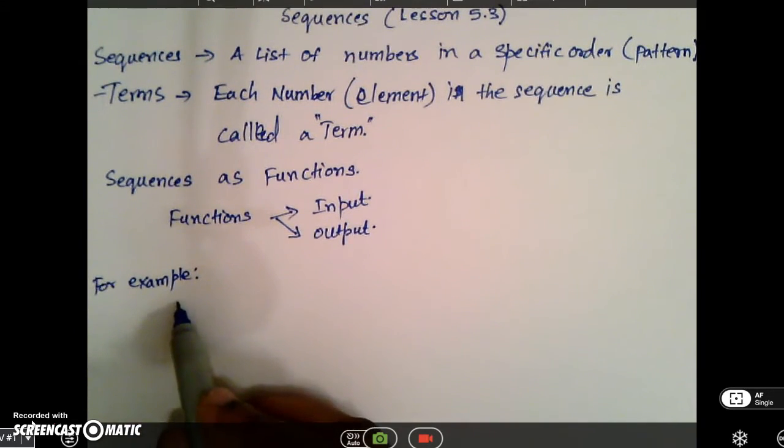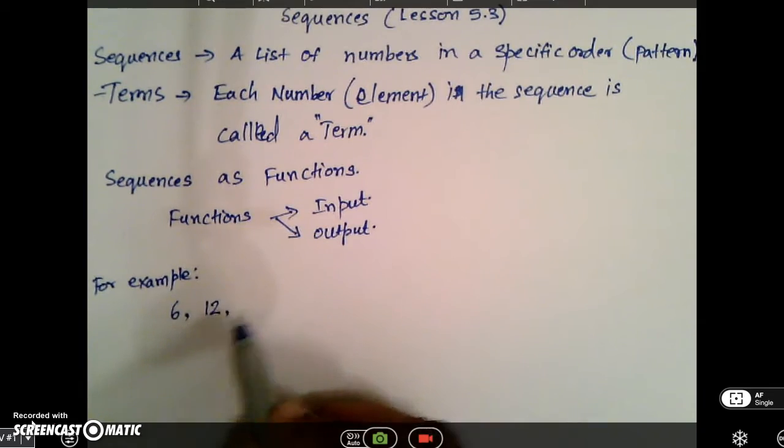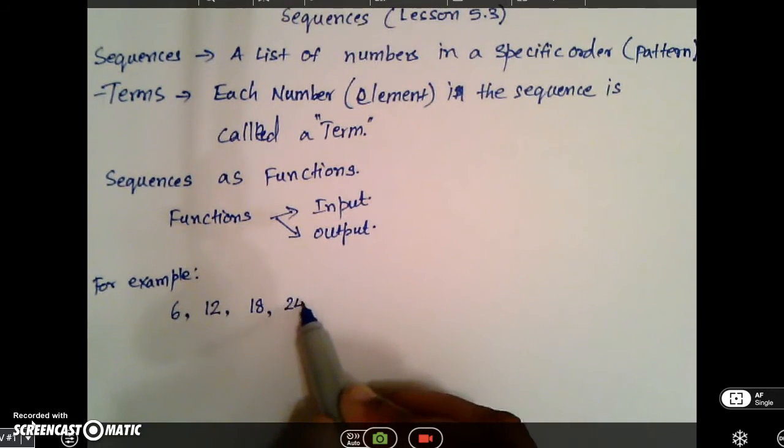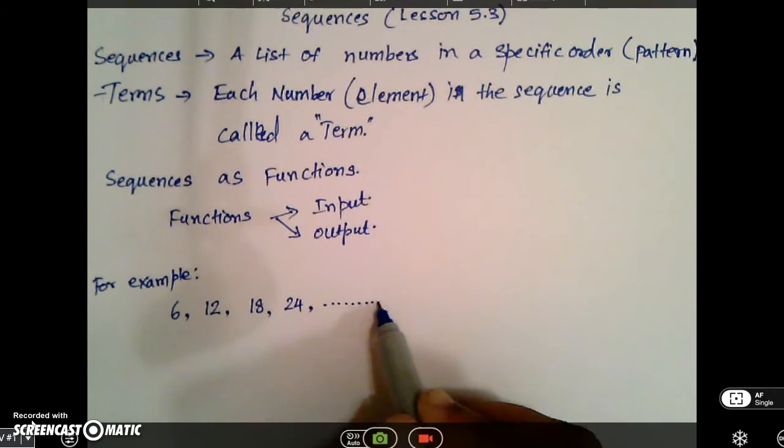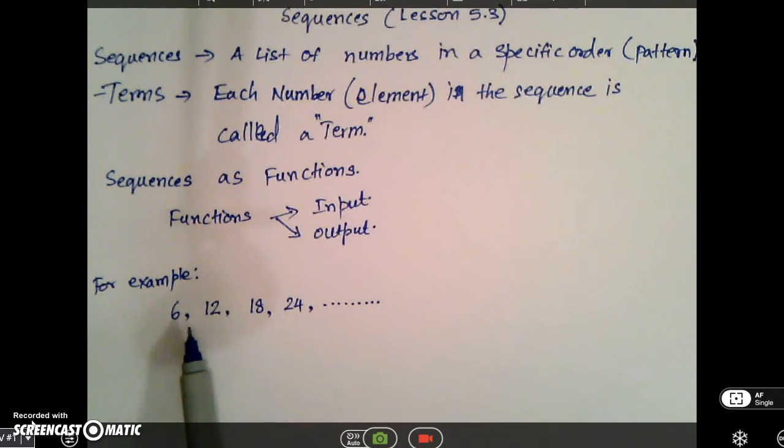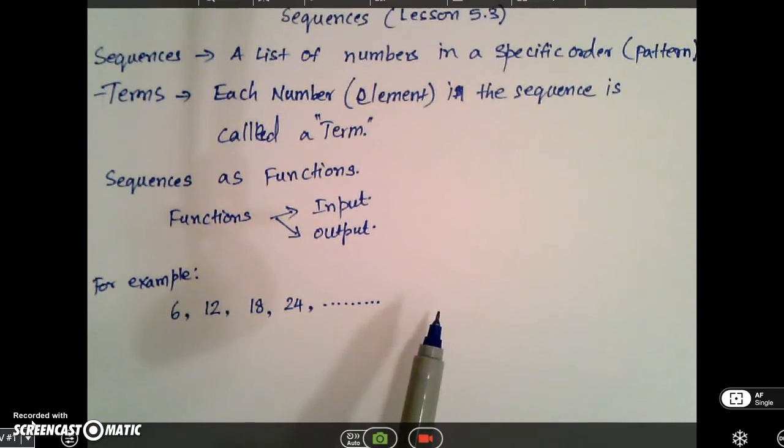let's take a look at this sequence: 6, 12, 18, 24, and so on. So this sequence is a list of numbers in a specific order or a pattern. The pattern that we are seeing here is every time it's adding a 6. So the sequence is infinite, meaning it goes on forever until I tell you to stop at a particular number in the sequence. We'll keep on writing that sequence.